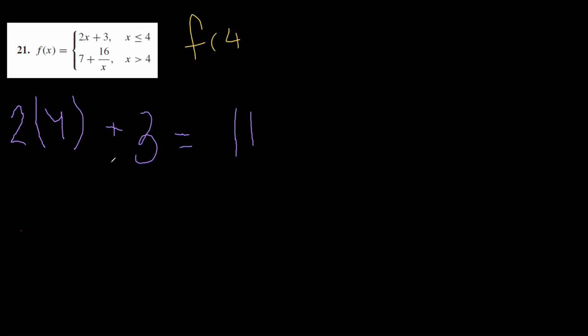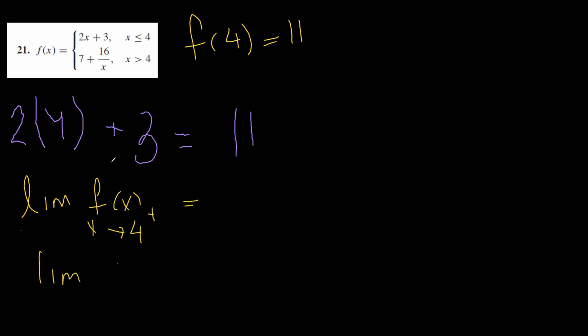If x equals what? 4. Equal 11. So f of 4 is equal to 11. Now I want you to find the limit. I will write here for you: limit f of x when x approaches 4 from the right, and limit f of x when x approaches 4 from the left.